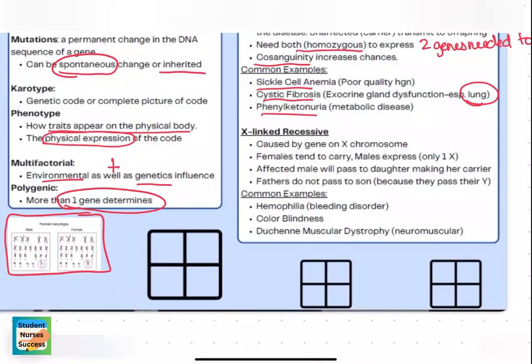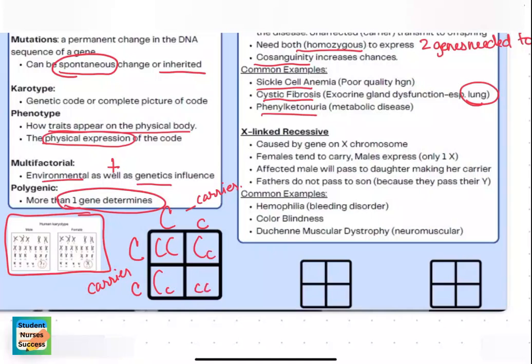Let's look at a Punnett square for autosomal recessive. Let's say cystic fibrosis. And in this case, let's say mom is a carrier for cystic fibrosis, and let's say dad is a carrier for cystic fibrosis. So they are both carriers. Neither one of them knows that they have this gene. And so it does become a bit of a surprise.